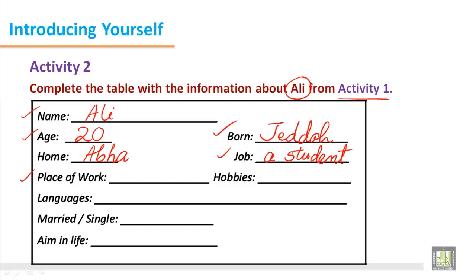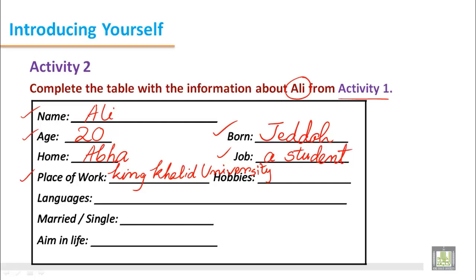Place of work. Where does he work? As he is a student, that means where does he study? We can write the name of his institution, and it is King Khalid University. He studies in this university in the College of Language and Translation.